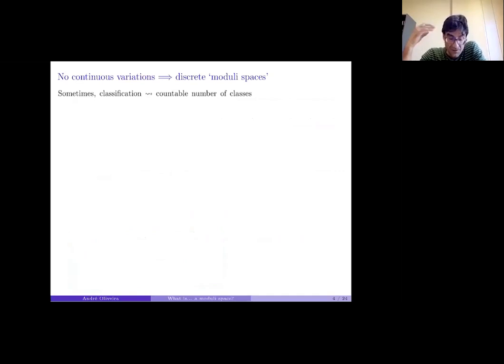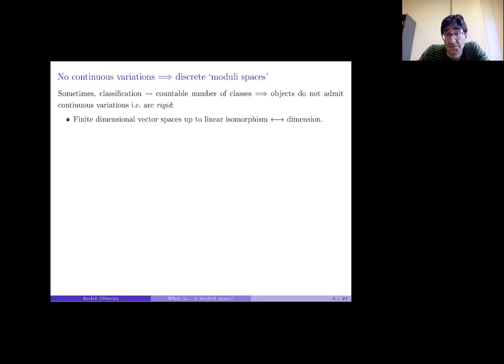So, well, first let's start with somehow degenerate examples. Sometimes the objects that we are considering do not admit continuous variations. So they give rise to discrete moduli spaces, which are points, perhaps a finite or countable number of points. Okay, so in this case, the objects do not admit continuous variations, so they are rigid. And so let's see examples. First of all, these are kind of artificial examples, okay? They are so degenerate, they are somehow artificial. That's why I'm calling them moduli spaces between quotes, but anyway.